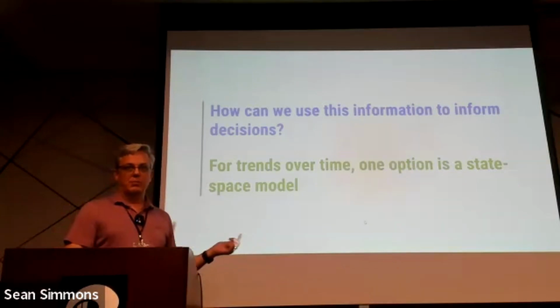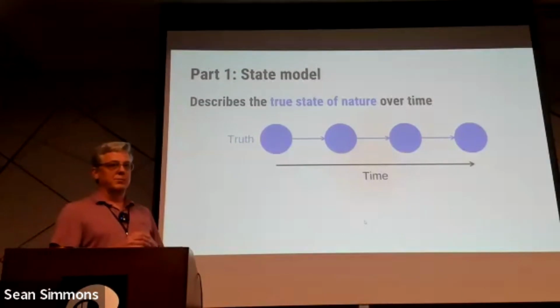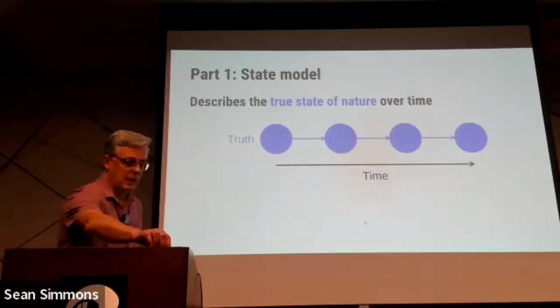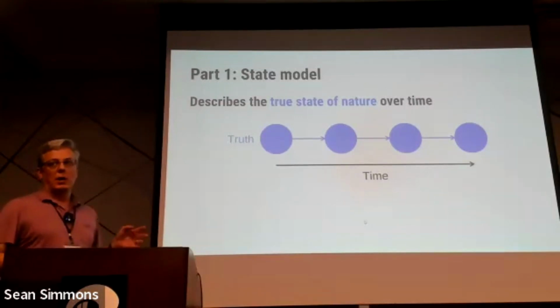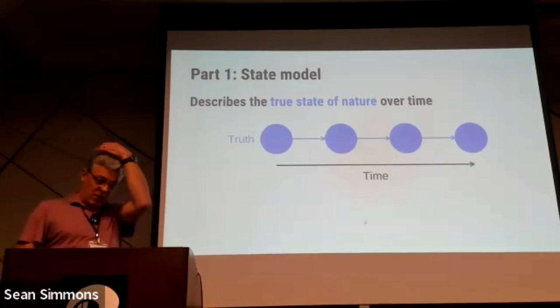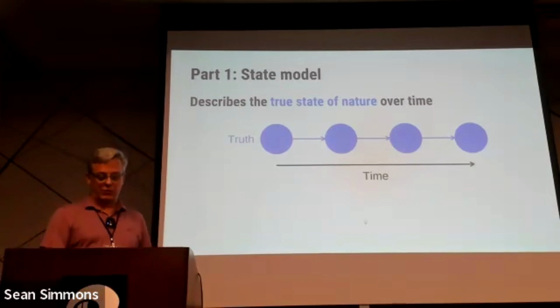And one option is a state space model. I'm going to go through this in some detail and try to motivate this with some examples later. But basically, there's two parts to a state space model, and the first is the state. And really what we think of as a state here is the true state of nature. So this would be what is really going on with the animals or the system of interest.